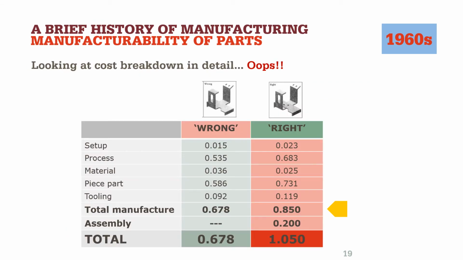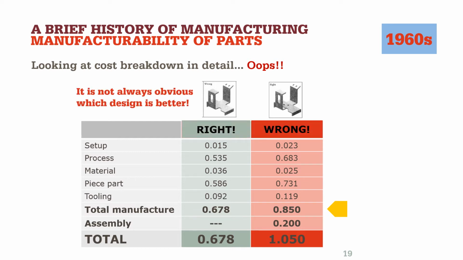We discover that even ignoring assembly costs, the two parts in the so-called right design are significantly more expensive when you add the costs together than the single part in the wrong design. So even the piece part costs, neglecting tooling, are more expensive. For sure the tooling's cheaper, but that doesn't help us. And by the time we've added assembly cost on as well, there's a significant difference. So we can see that it's not always obvious which design is better when we look at total cost of manufacture.